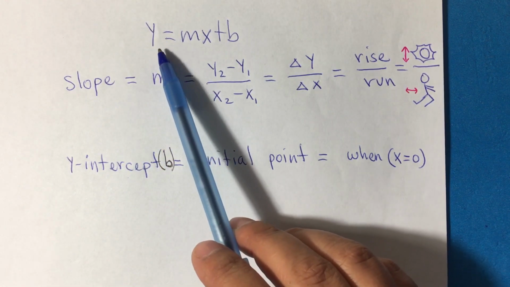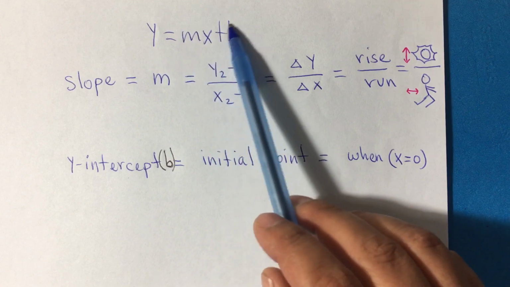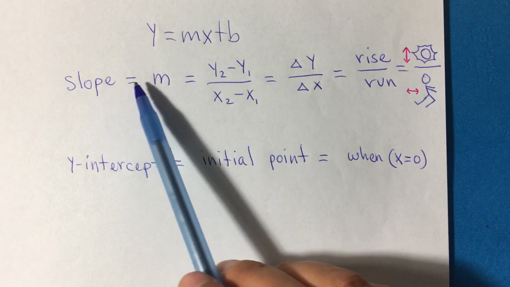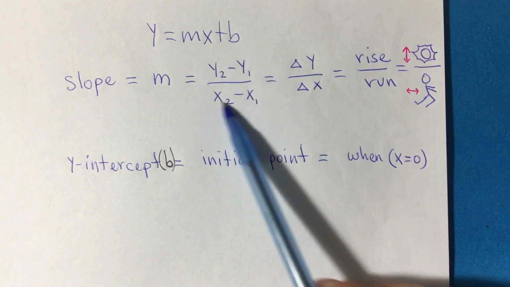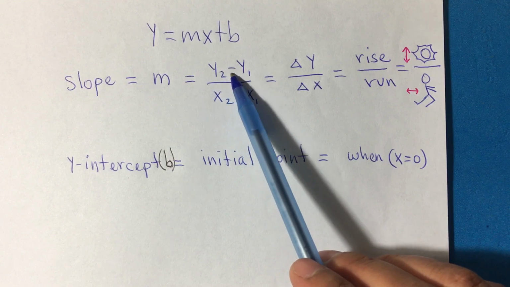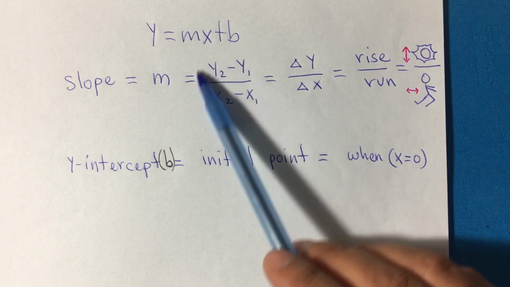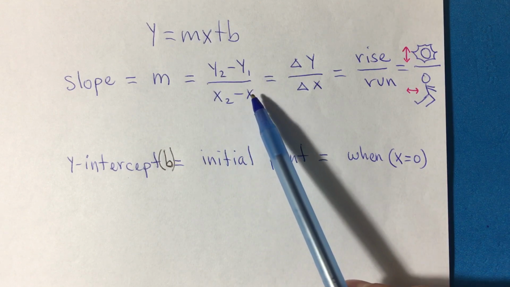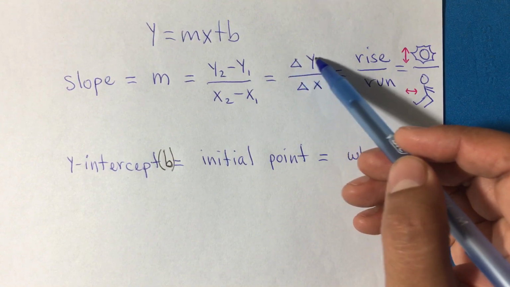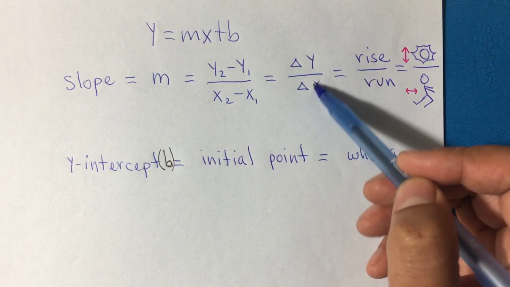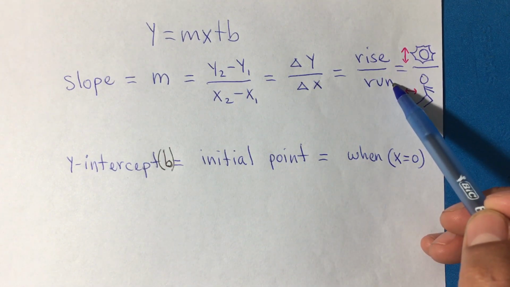So we're going to write the equation in y equals mx plus b form, which is the slope-intercept form. The slope is represented by m, and we're going to use this formula finally. So it's y2 minus y1 over x2 minus x1. It'll make more sense when we start plugging in the information. The slope is also known as the change in y over the change in x, or we use it as rise over run when we're graphing.